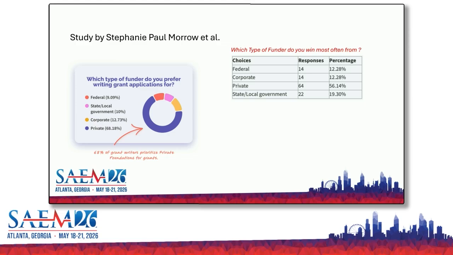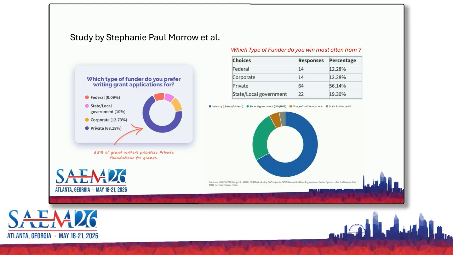So when you're writing a grant, what type of funding would you prefer? This was a study done by Stephanie Paul, and she said 68% of grant writers actually preferred applying to private foundations. Only 9% preferred applying to the NIH. And which funder do you win most often with? Again, you can see private is around 56% and federal is around 12%. So it's really difficult. This is just one study, but federal is more difficult.